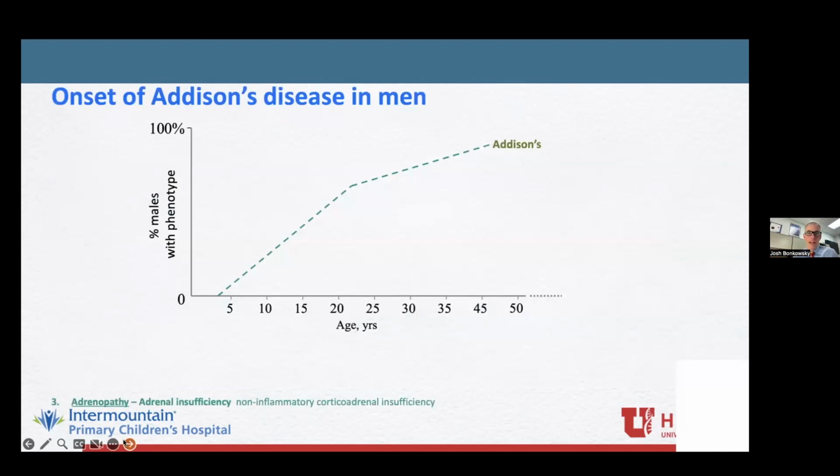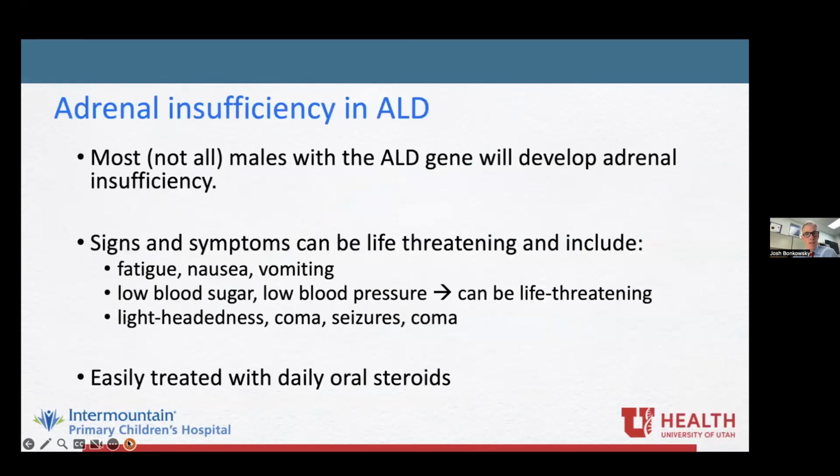We mentioned before Addison's disease, and its progressive incidence. Addison's disease is, again, easily treatable, and without treatment it can be life-threatening. In addition to the cerebral ALD, the need to treat Addison's disease made it possible to make a strong case for newborn screening for ALD.